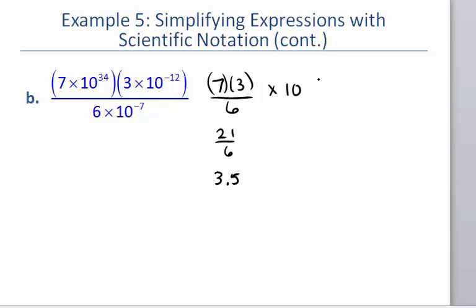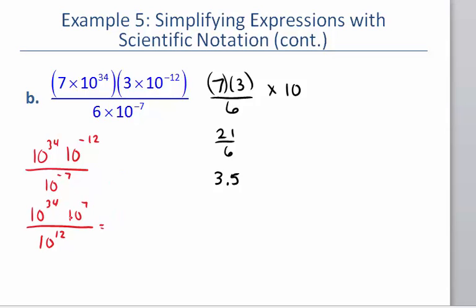Now let's deal with the power of 10. So again, I'm going to separate this, and I'm going to say I have 10 to the 34th on the top. I also have 10 to the -12 on the top. And I have 10 to the -7 on the bottom. We'll work this out by making positive exponents first. So I'm going to leave the 10 to the 34th in the numerator. I'm going to take the 10 to the -12th to the denominator, making it positive. And the 10 to the -7, I'm going to move up to the numerator, making it positive.